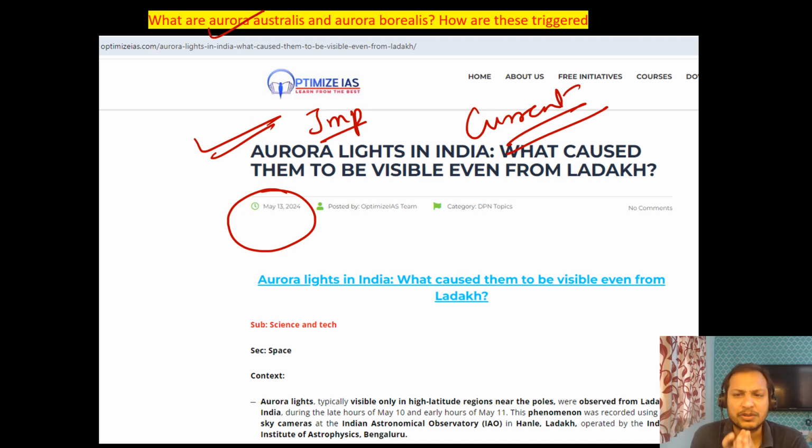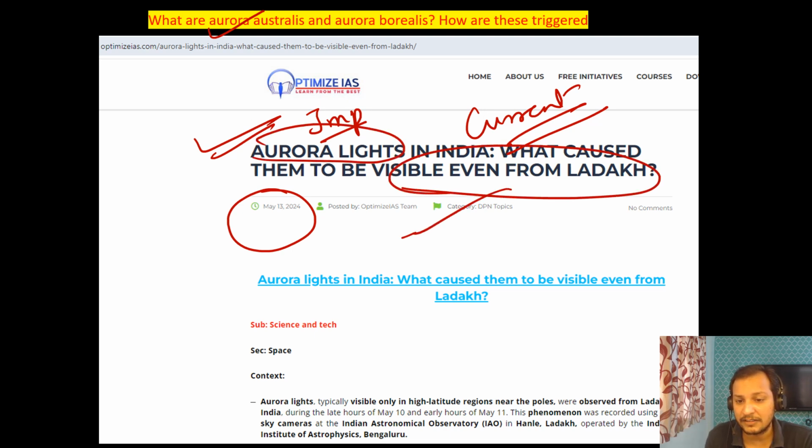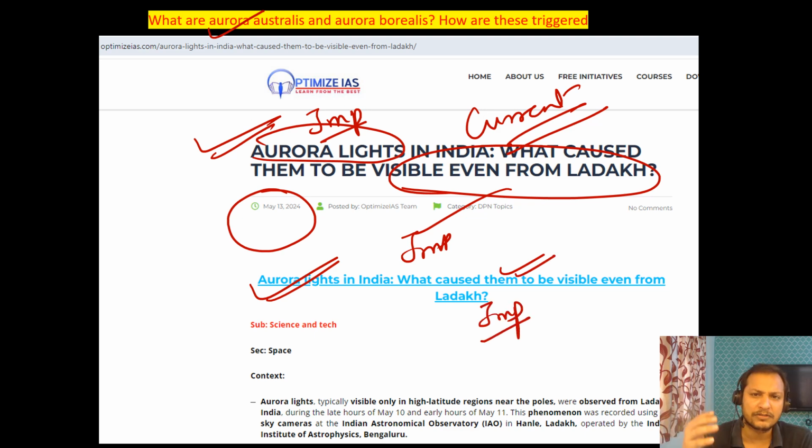Why was this question asked? Because for the first time, the aurora light was visible in Ladakh. You can see aurora light. What caused them to be visible even in Ladakh? Very, very important. Generally, they are visible around the poles, but for the first time, we have seen them in Ladakh also. So this question, for prelims I was expecting this question, but they have given it in the mains examination. A little bit surprising, but directly from the current affairs.